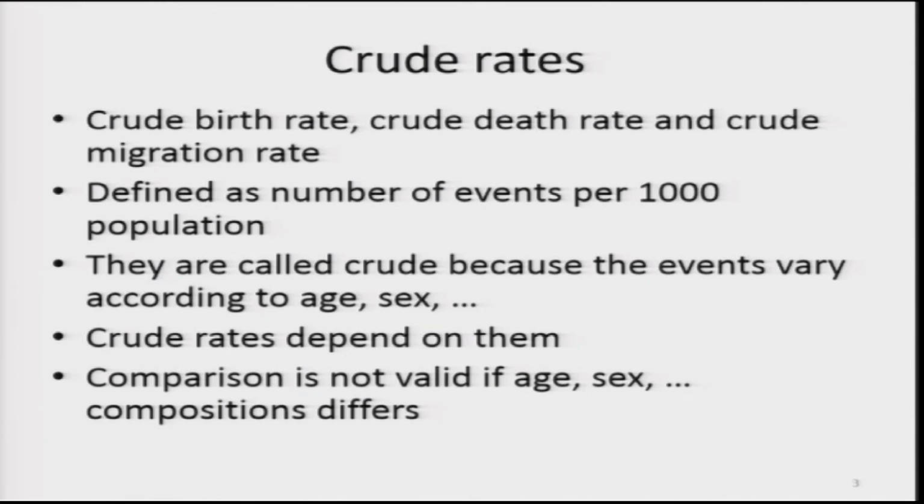Now, first thing, the simplest measures of fertility rate, mortality rate and migration rate etc. are crude rates: crude birth rate, crude death rate and crude migration rate. These crude rates are defined as number of events per 1000 population. For example, crude birth rate is defined as number of births divided by average population multiplied by 1000.